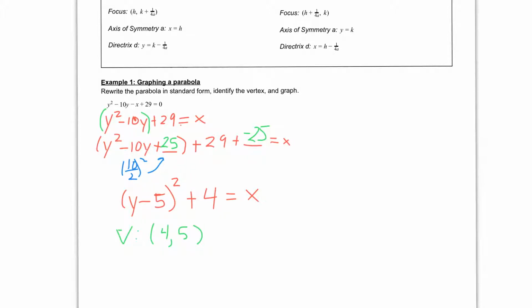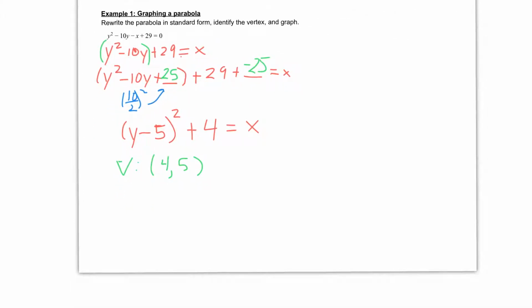The other thing I need is to graph it. So in order to graph it, I'm going to need to set up a table of values. So I'm going to make a chart. So I'll have my x and my y. I'm going to put my vertex in the middle. So I'm going to leave some room for a couple points above and then a couple points below my vertex. Putting my vertex for 5 right in the middle.